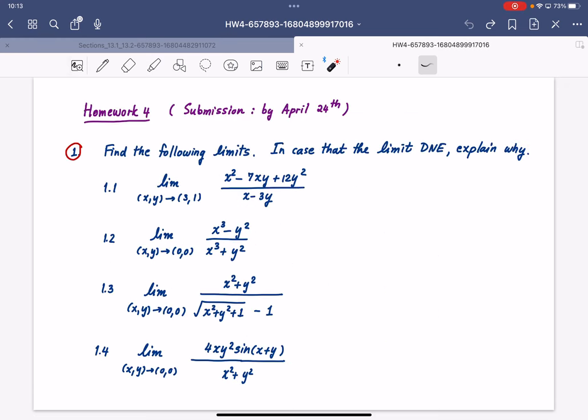The homework is due next Monday, right? This is the 19th, so 5 days from now it's April 24th. Okay. So make sure you submit it on time, April 24th.